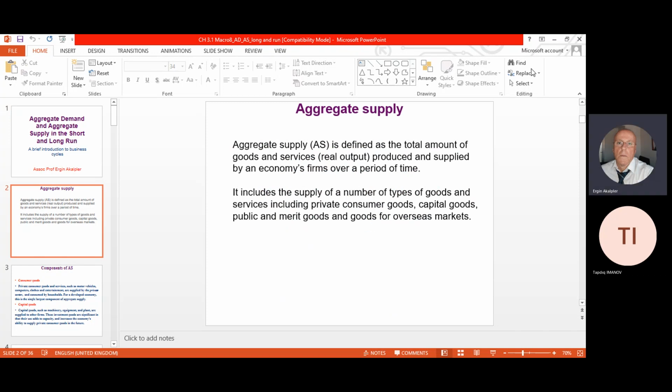As you know, the aggregate supply we have already defined, but let's go through again. It is defined as the total amount of goods and services, which is the real output produced and supplied by an economy's firms over a period of time. It includes the supply of a number of types of goods and services, including private consumer goods, capital goods, public and merit goods, and goods for overseas markets.